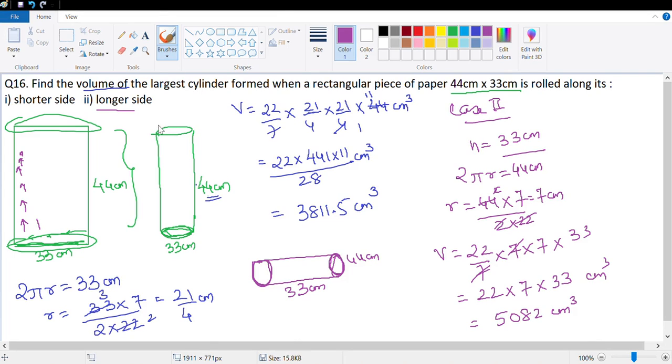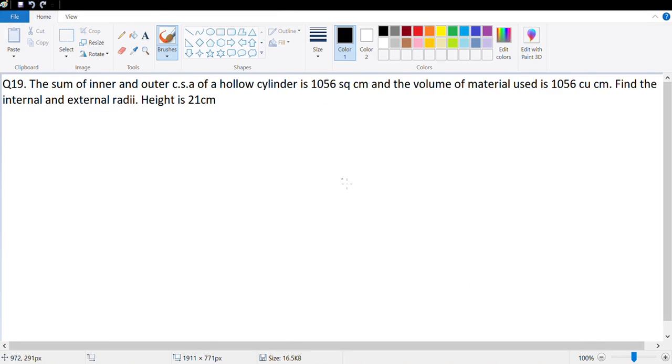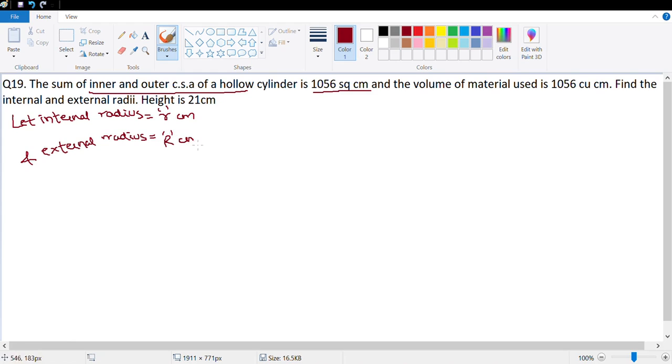Let's look at the next question. The next question that we do is question number 19. Question number 19. It says the sum of inner and outer curved surfaces of a hollow metallic cylinder is 1056 square centimeter. So inner and outer curved surface is 1056. So the formula that we know is, let internal radius be equal to small r centimeter and external radius be equal to capital R centimeter. H is given equal to 21 centimeter.